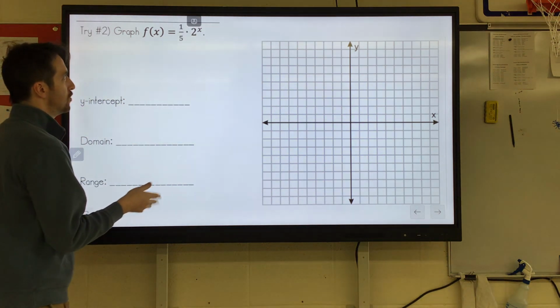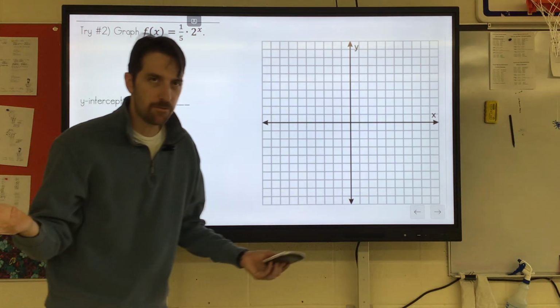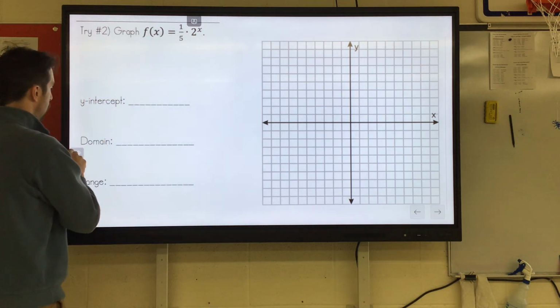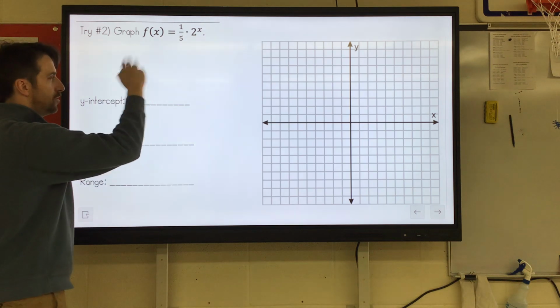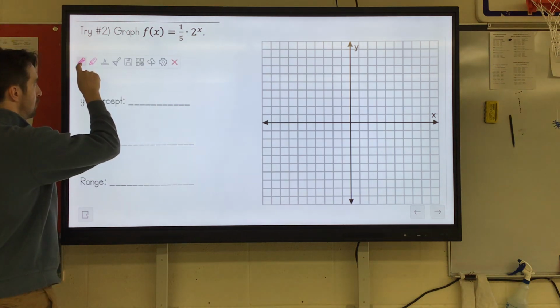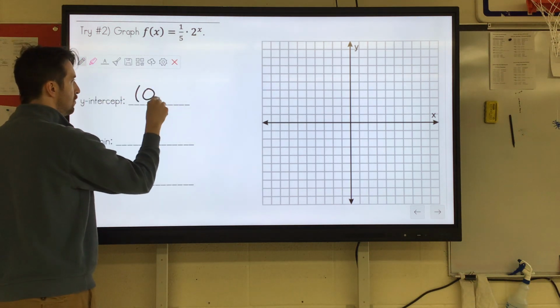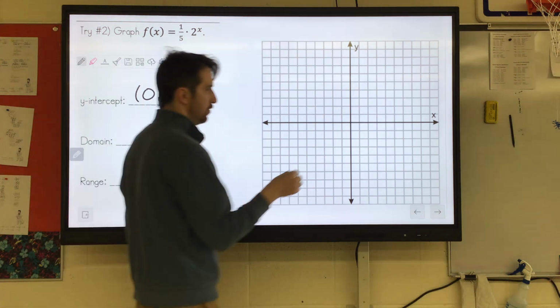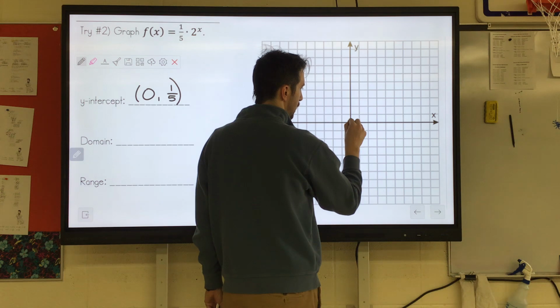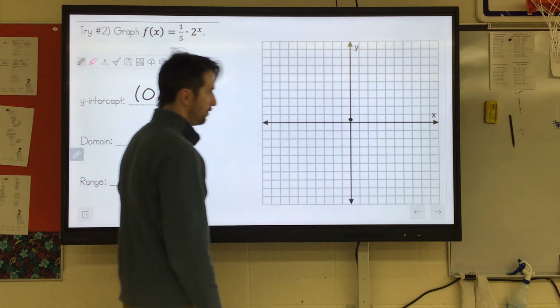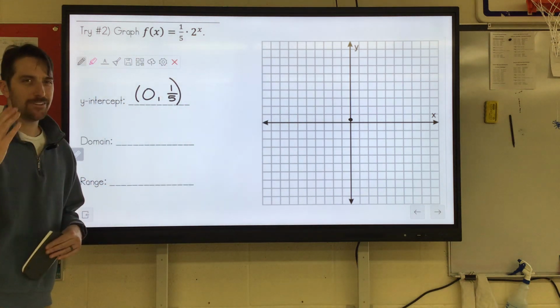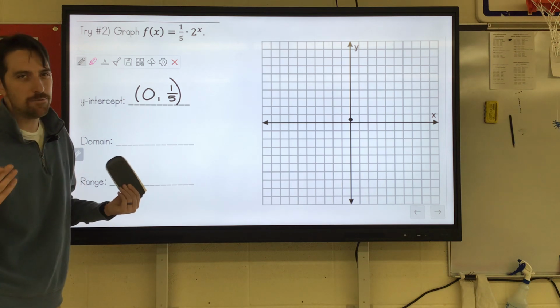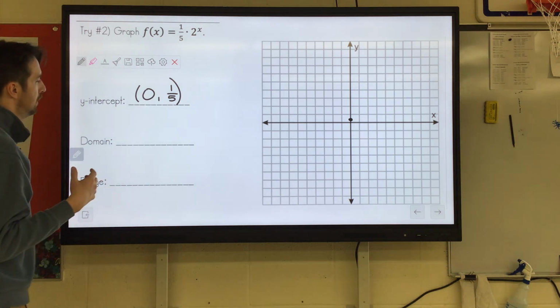There's one for you to try. Since I'm here, I'll just go over it with you. All right, our y-intercept is the number being multiplied out in front with the base. That's the 1/5. So we'll be at 0, 1/5, or 0.2 if that helps you. That's real tiny. That's about there. Now you could also scale your graph differently. I'm just going to keep it the same scale, go by ones.